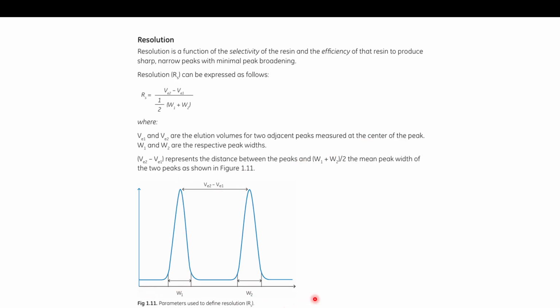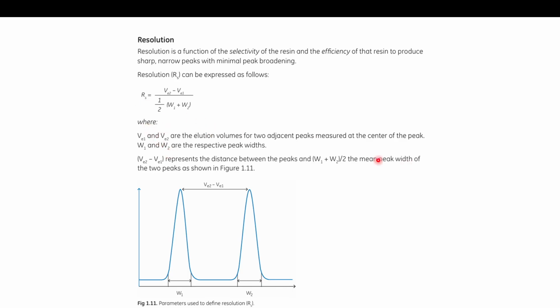This is the volume axis, or it can be shown via time. When you pass your sample through the column, it has a certain flow rate, which is denoted as x ml per minute, like milliliters per minute. So you can have your x-axis in terms of time, minutes or seconds, or in terms of the volume, right?